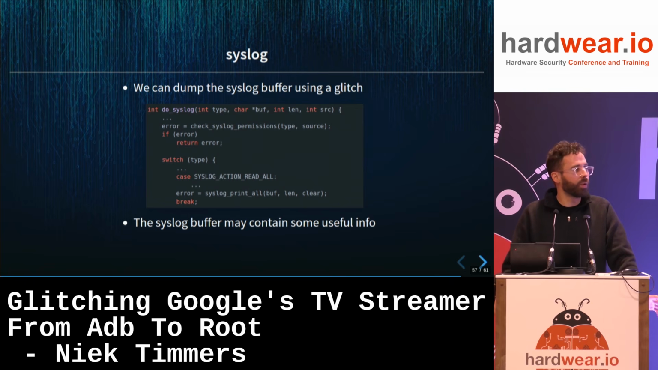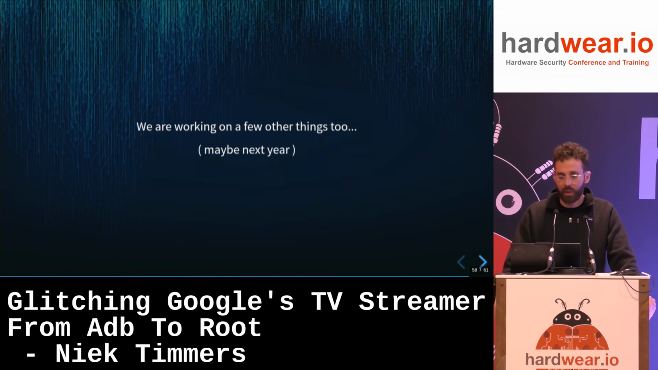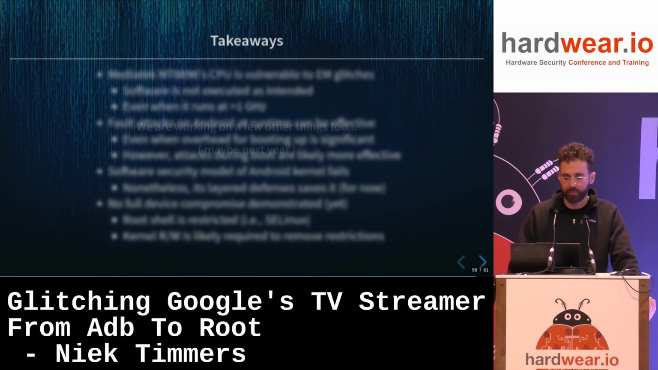This is maybe not that useful. It prints some useful information, but at least it shows that we can bypass the checks that are done in the kernel, which gives some confidence that other attacks should be possible as well. Like I said, we're working on these things. Maybe we can share them next year, and maybe we do that somewhere else, if not here.